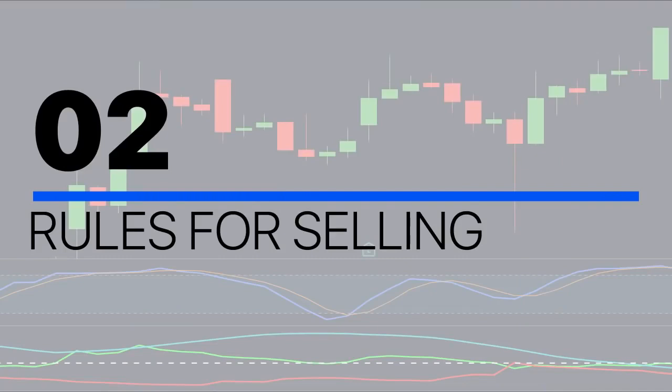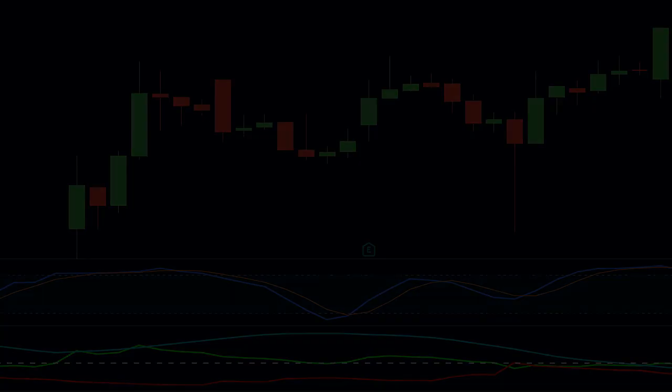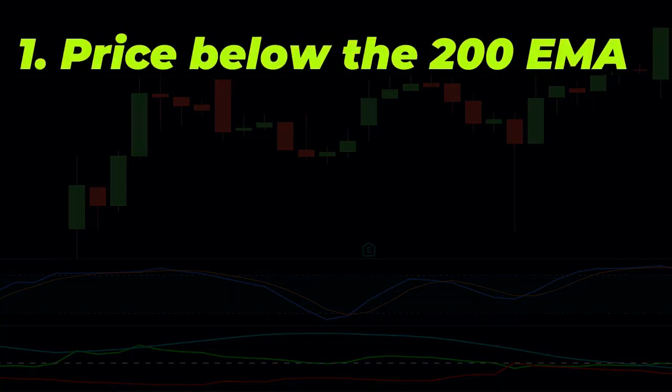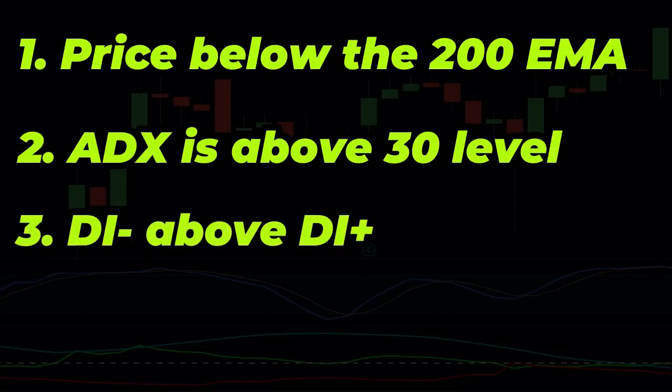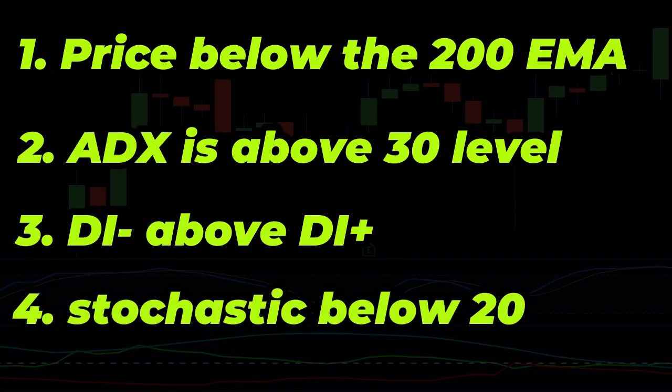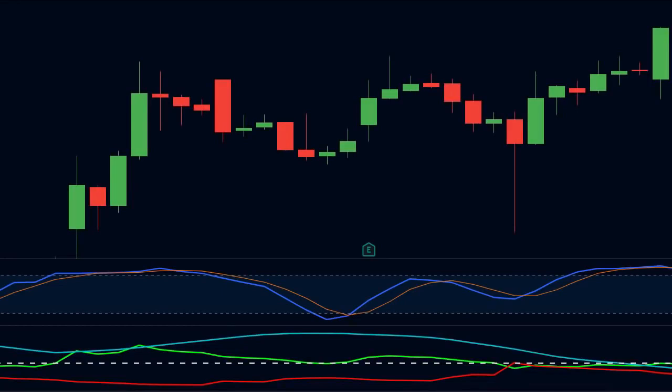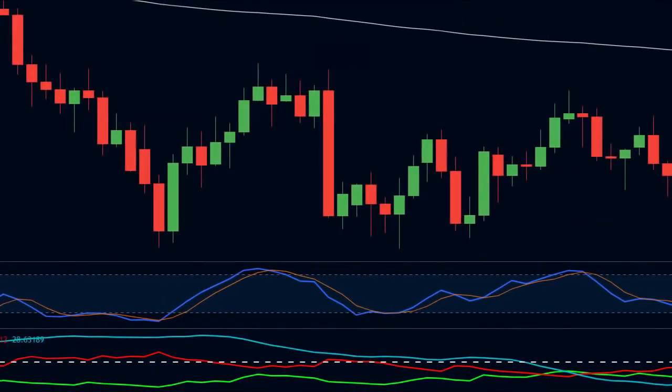Now let's look at the rules for selling. Rule number 1. The price should be below the 200 EMA. Rule number 2. The ADX line should be above the 30 level. Rule number 3. The negative DI should be above the positive DI. And rule number 4. The stochastic should be above the 80 level. When all of these rules are met, we will initiate a sell order. Now, let's look at a trade example.